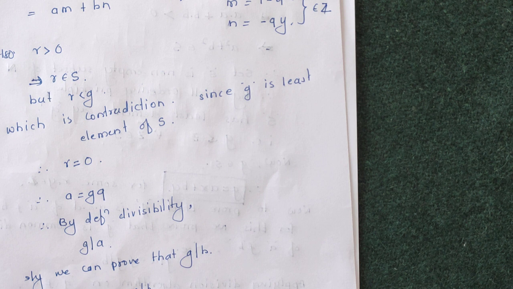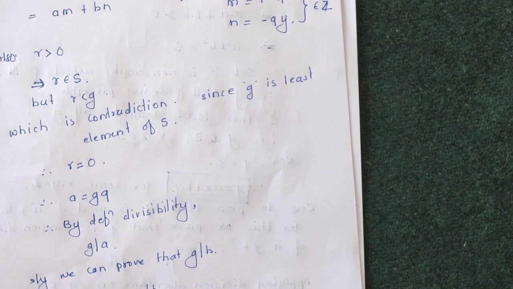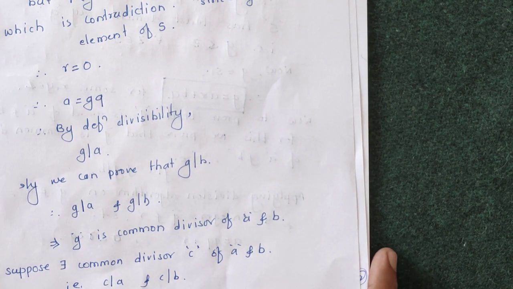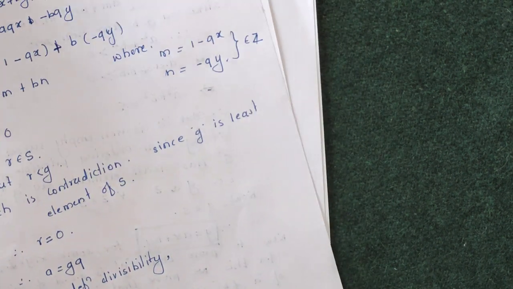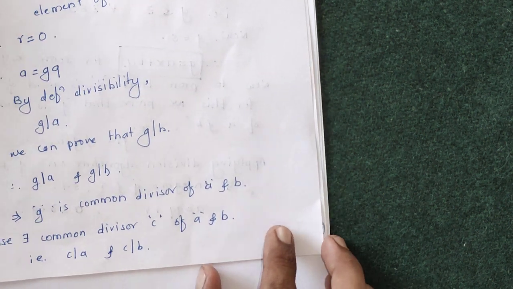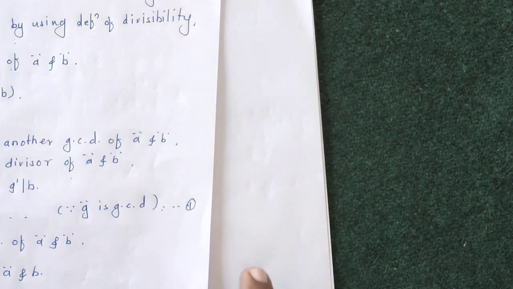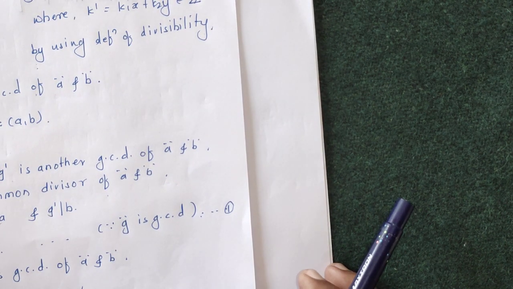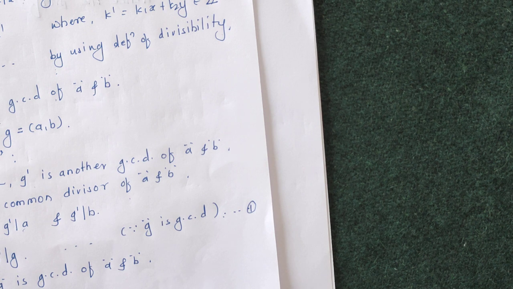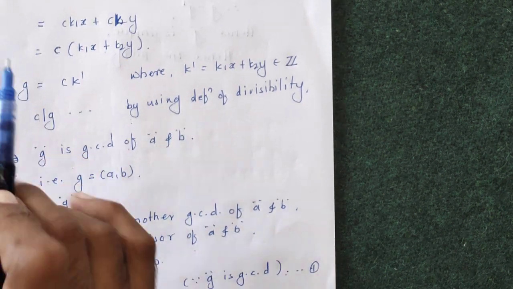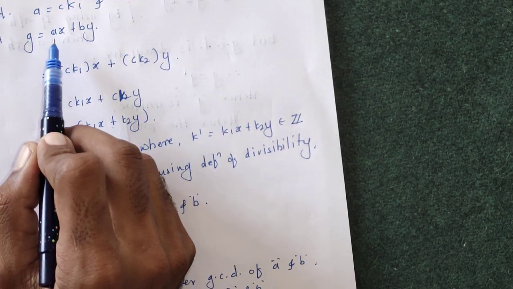So we get G is a common divisor of A and B, and to prove G is greatest among all the common divisors, we consider C as another common divisor of A and B, that is C divides A and C divides B. So by using the definition of divisibility, we get two integers k1 and k2, with A equal to ck1, B equal to ck2, and putting these values in the linear combination of G, that is G is equal to ax plus by.